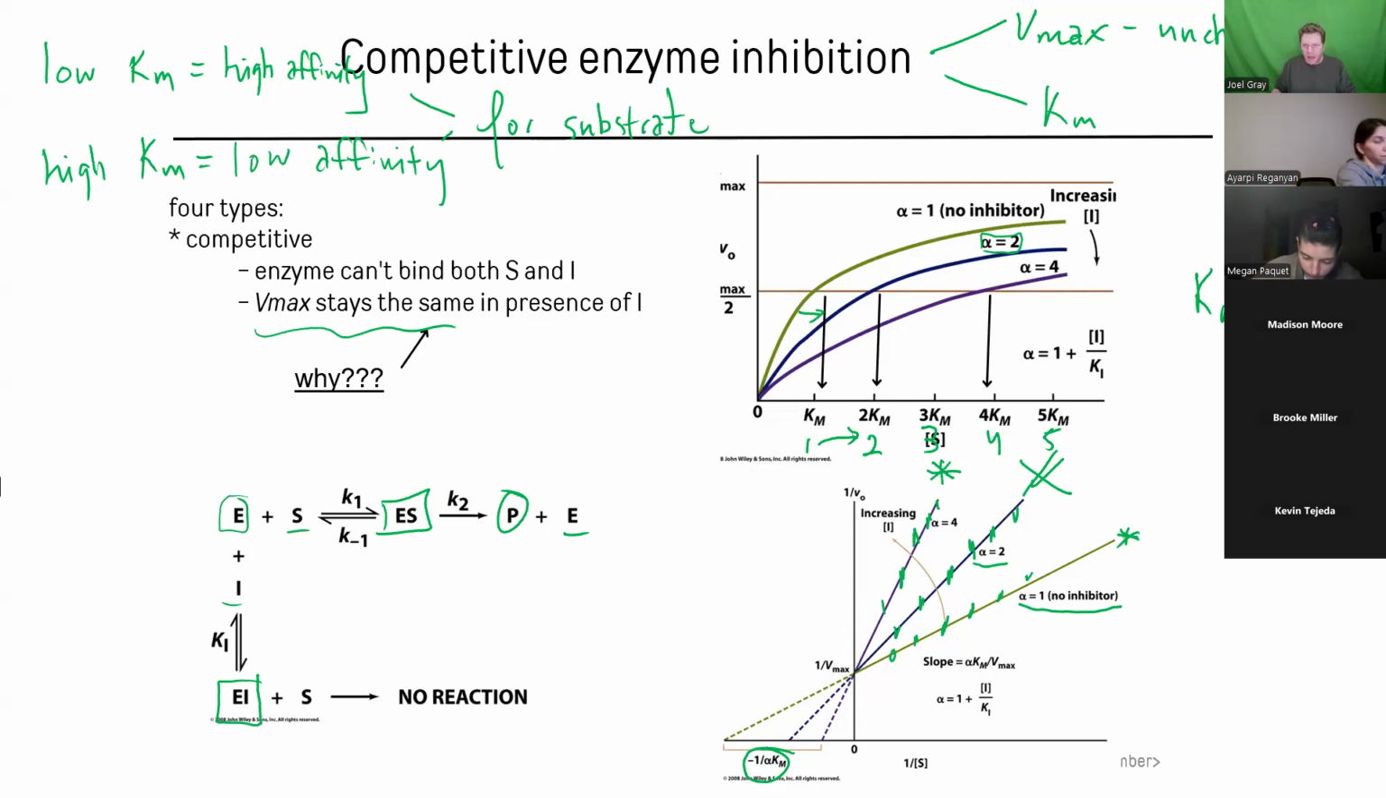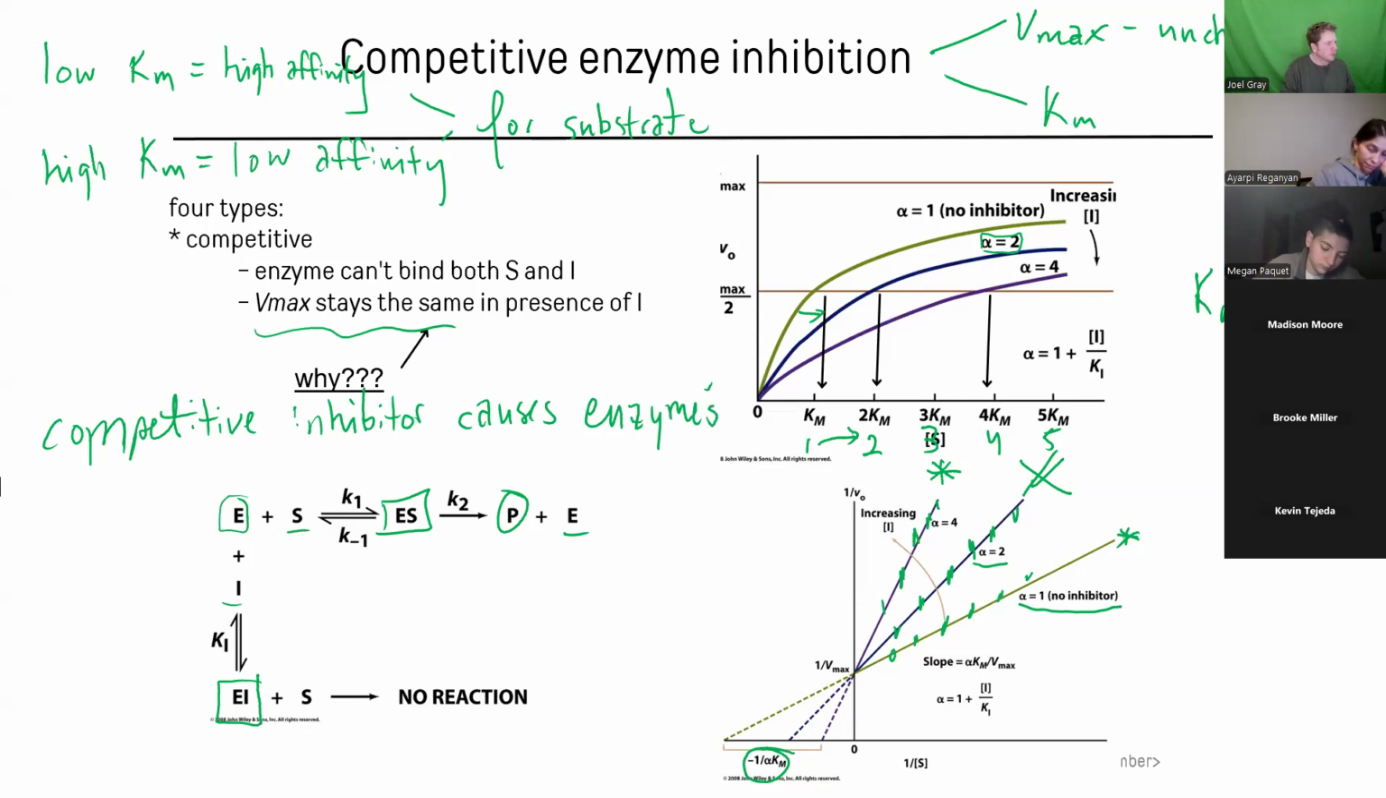So a competitive inhibitor basically blocks or competes with a substrate for the binding site or for an enzyme's binding site. Competitive inhibitor causes enzyme's affinity for substrate to decrease.